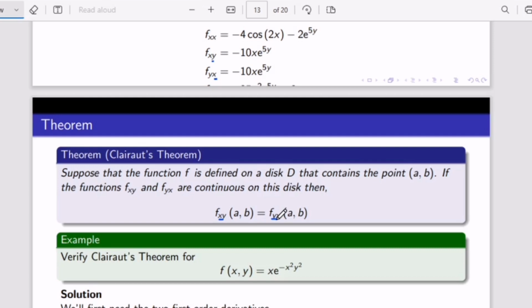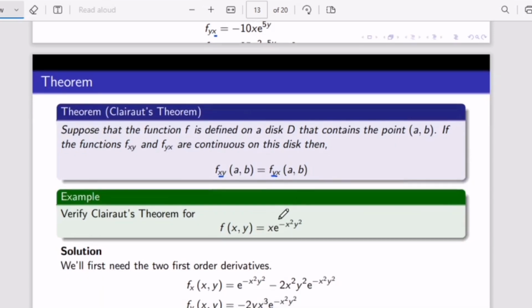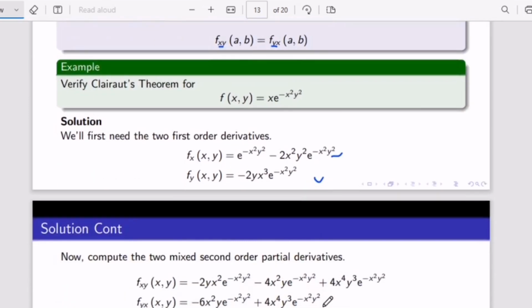So for example, let's take this example here. They are asking us to verify whether it satisfies the Clairaut theorem. So that means that when you take this, you first find the first order. You do the first order. Then when you take the first order, this is the first order that we did. So always when they give it to you, the first thing you must do is that you must do the first order. Then you come back to the second order.